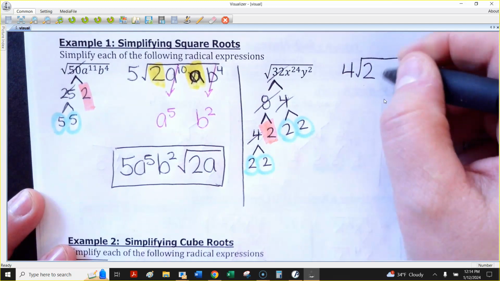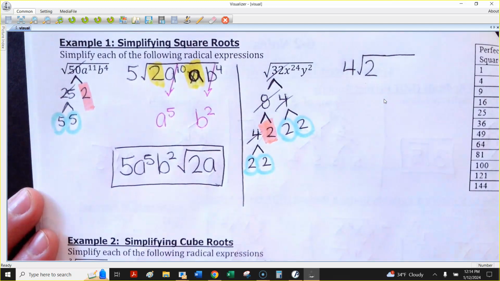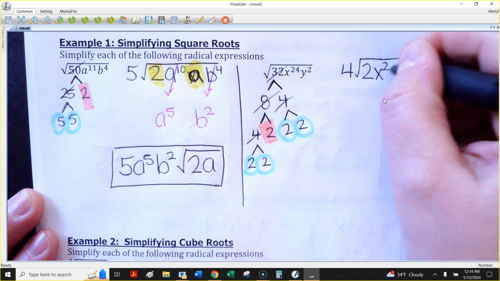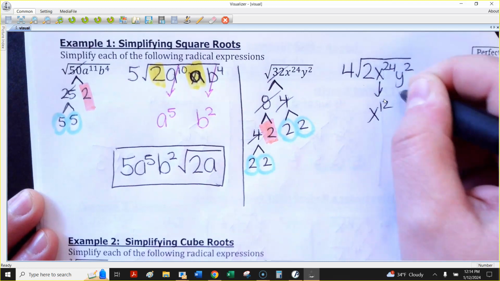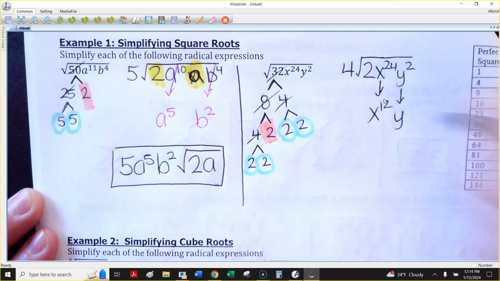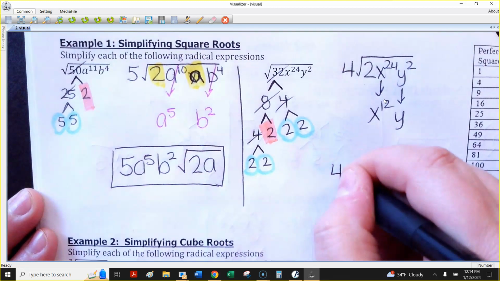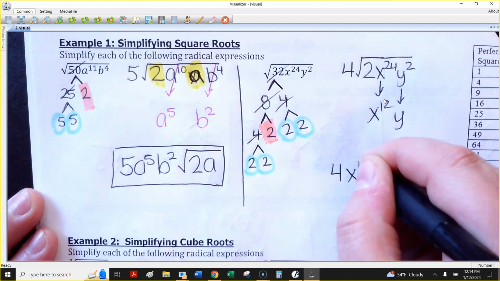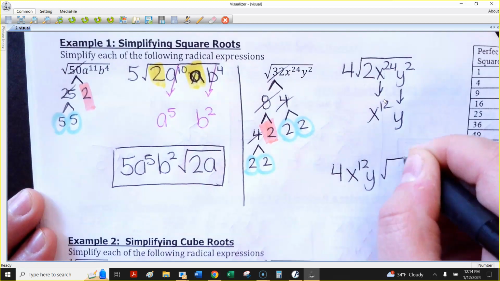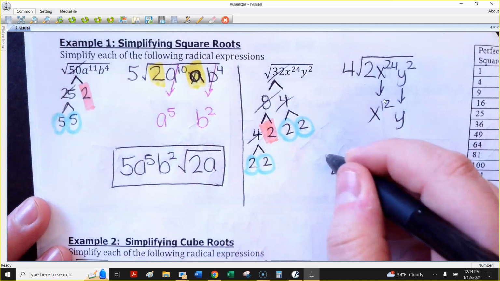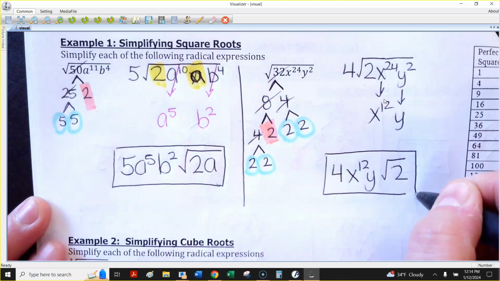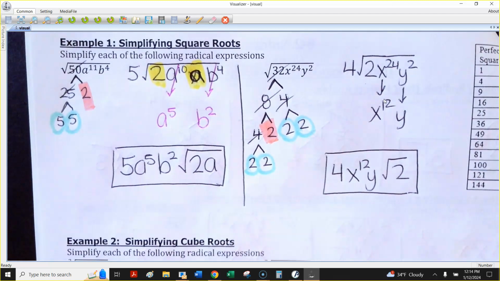Now, did anybody break apart either of those? No, these both have even exponents. So all we have to do is divide the exponent by 2. That'd come out as x to the 12th, and that would just come out as a plain y. So then we'd have 4x^12y on the outside. You would still have a 2 left underneath because 32 wasn't a perfect square. But both of those variables were perfect squares. It's just going to depend on the question. Does anybody have a question?